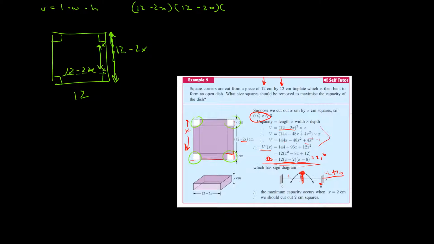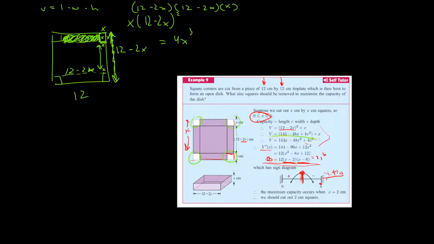Now, what is the height? We need to know the height. Well, if we take these flaps right here and we flip them up, these were squares. We are told that we cut out squares. So if this is x, then it's x all the way around, which means when I flip this up, it's going to be x in height. Now we can work this out, and this is going to give us 12 minus 2x squared, all of that times x. When we go ahead and expand, it's going to give us 4x cubed.